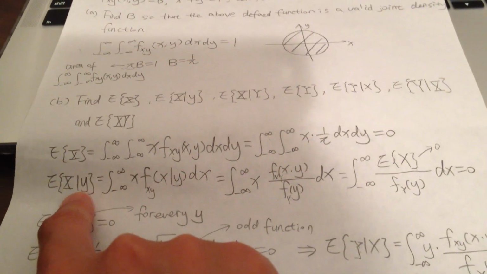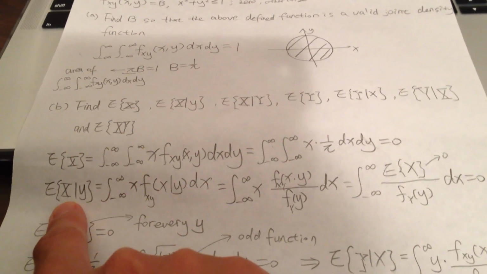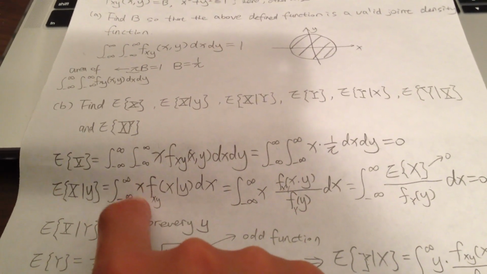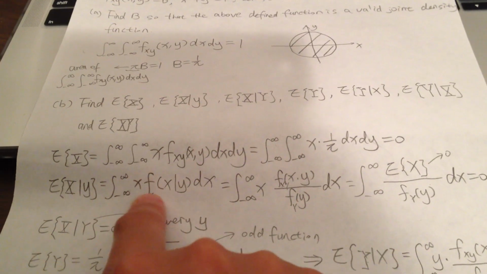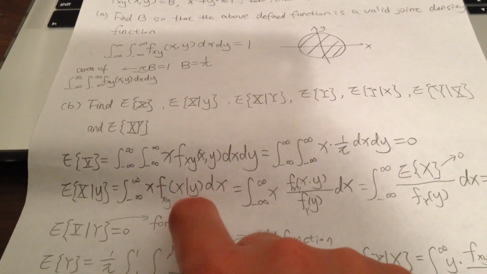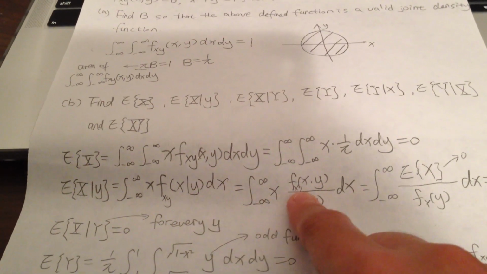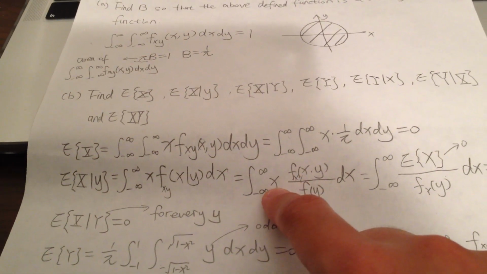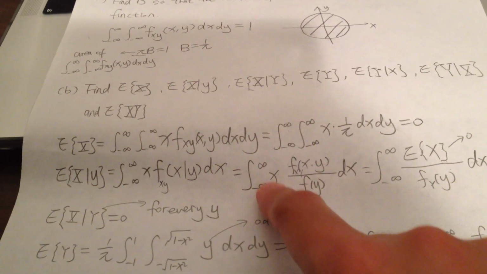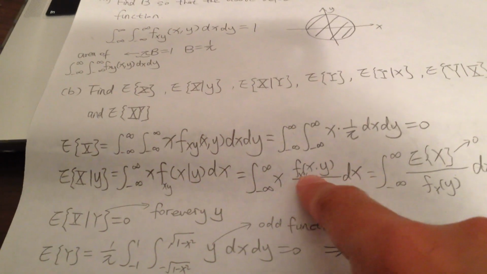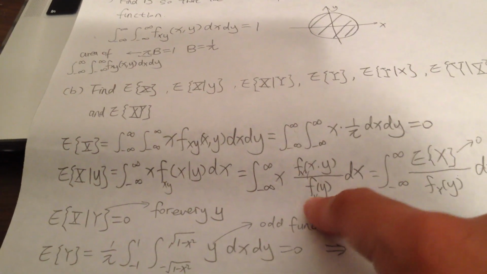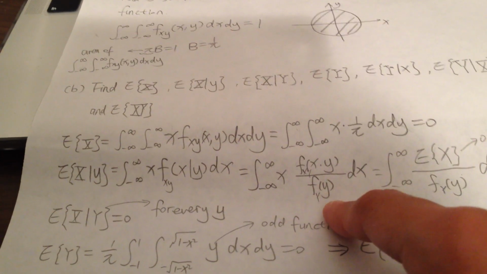Let's check the other one, the expectation of capital X given Y. We should do it like this: the integral from minus infinity to infinity of x times f_X|Y dx. It should be in this form: the integral of x times the joint density function of x and y, over the marginal function f_Y(y), dx.